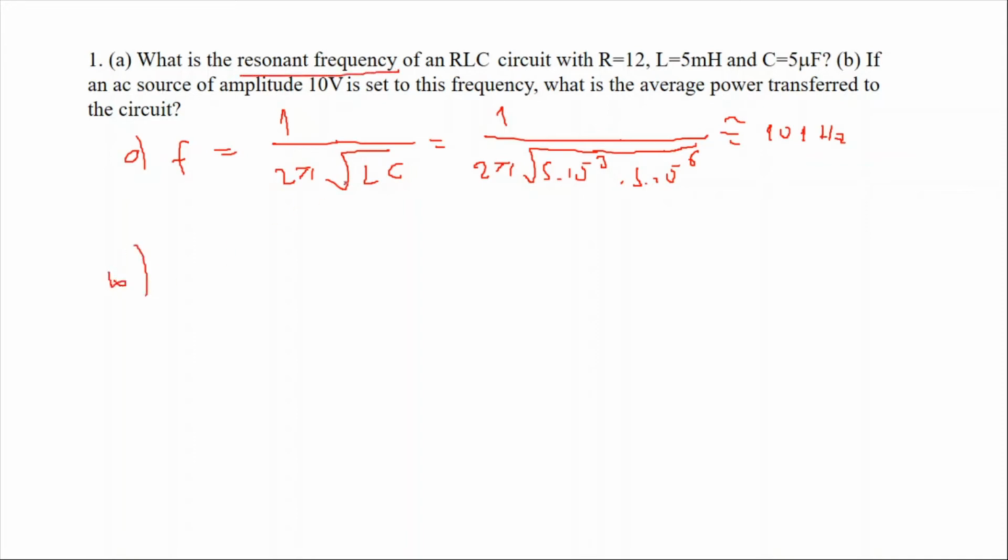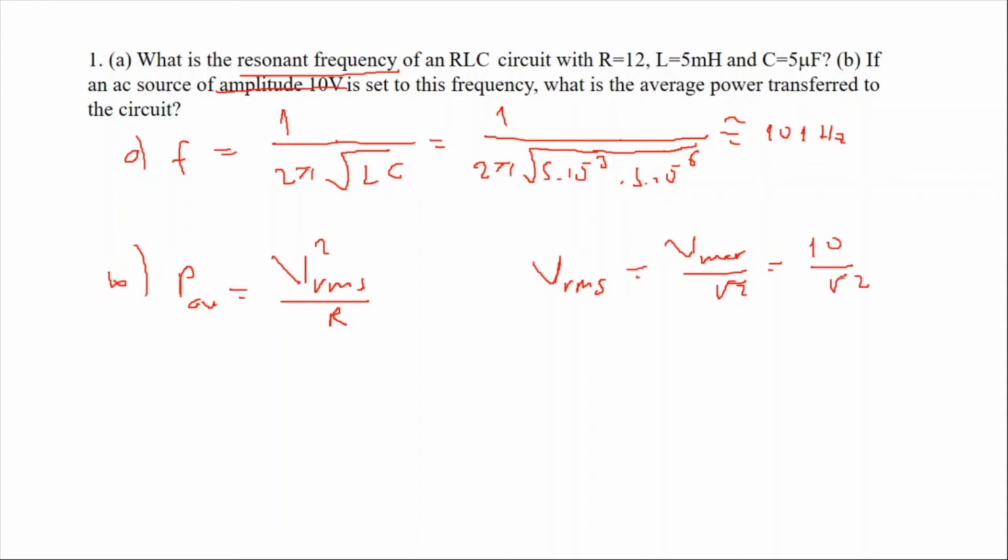B, what is the average power transferred to the circuit? To find the average power to the circuit, we remember from our formulas, P average is equal to V RMS squared divided by R. But to find the V RMS, we need to write V RMS is equal to V max divided by square root of 2. Remember, these were explained in our previous videos. Here the amplitude is 10 volt. It means the maximum value of the voltage is 10 volt. So it will be 10 over square root of 2.